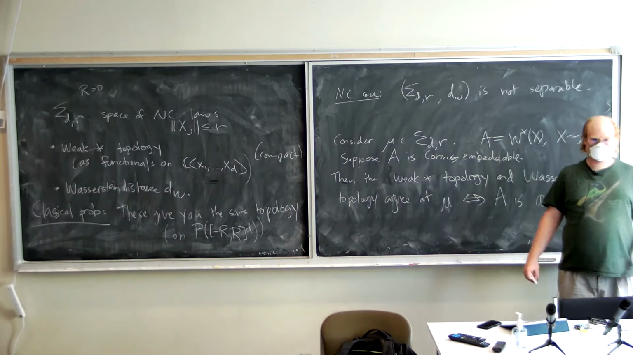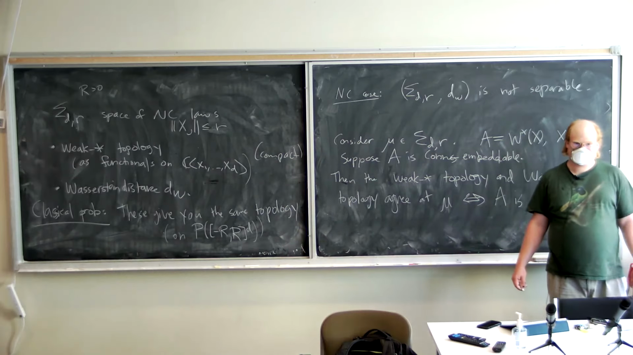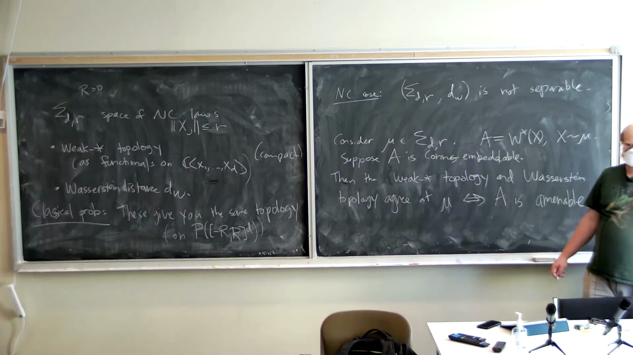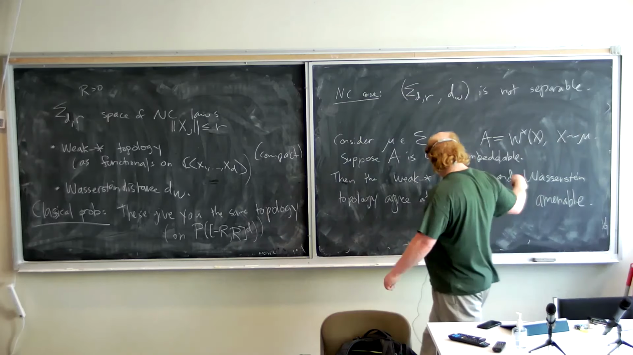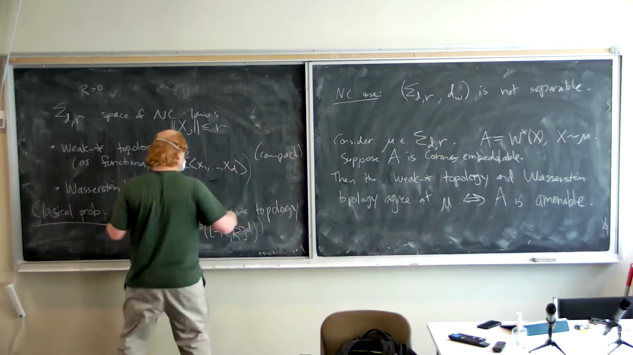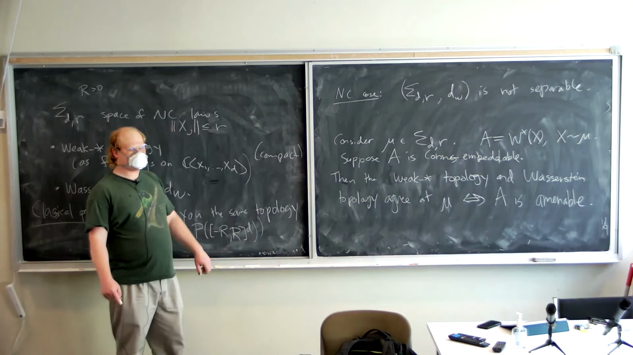I wasn't expecting that. So you're not saying they're always different, just that they're sometimes different. So these topologies agree at points that come from amenable algebras. Exactly, right? In the commutative case, everything's amenable, and so this result actually generalizes that result.